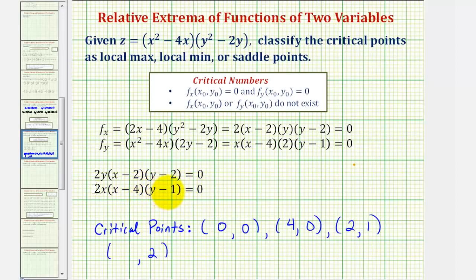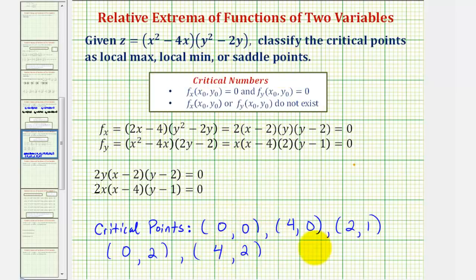Well, if y is positive 2, notice how x can be either 0 or positive 4. So this actually gives us 2 more critical points. Again, if y is positive 2 in the first equation, that would be 0. So x can be either 0 or 4 in the second equation, giving us a total of 5 critical points. So now we'll use these critical points in the second order partials to determine whether we have relative max, mins, or saddle points at these locations.